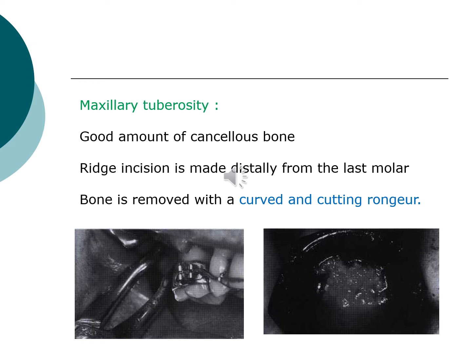From the maxillary tuberosity, we can procure a good amount of cancellous bone. All we need is a rongeur. Open up a flap over there, take the rongeur, and you can crush the tuberosity area to get a sufficient amount of cortical bone, sorry, cancellous bone.